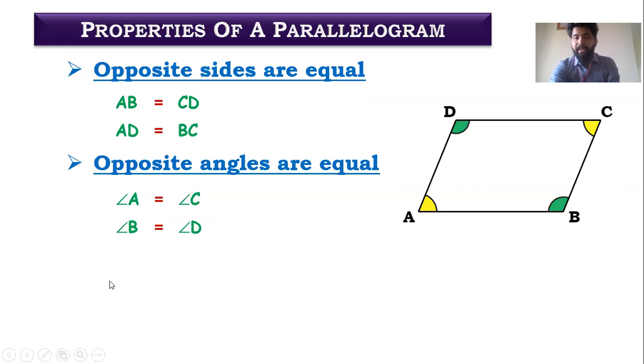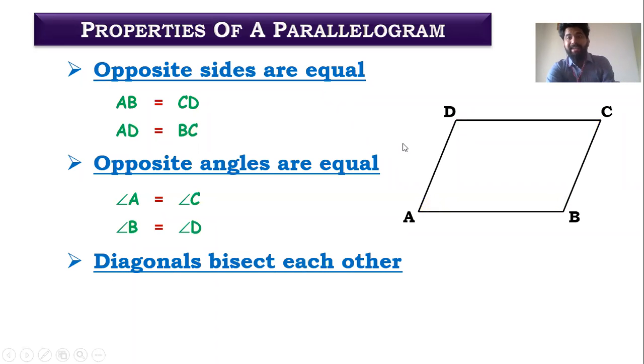The last property is diagonals bisect each other. What is a diagonal? I don't even know. Can someone tell me what a diagonal is? I don't know. Does anyone know? Okay, Urvi was the first to say, and Virat has answered. Anyone else? These people have already answered. Anyone who hasn't answered yet?